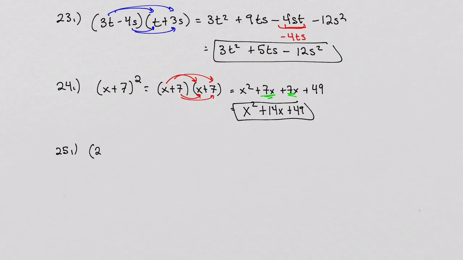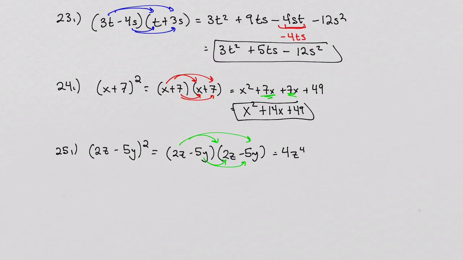25 is very similar: 2z minus 5y squared. That is 2z minus 5y times 2z minus 5y. And so what we have to do is distribute, or FOIL. We end up with 2z times 2z, that's 4z squared. And then 2z times negative 5y, that's negative 10zy. And then negative 5y times 2z, that's negative 10yz. And then negative 5y times negative 5y, that's positive 25y squared.